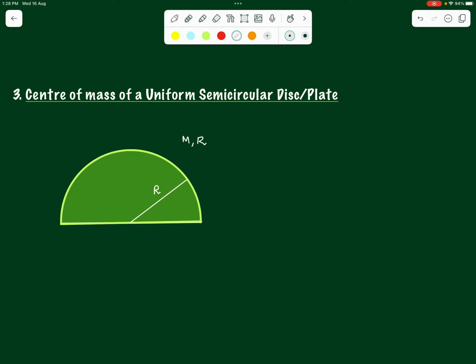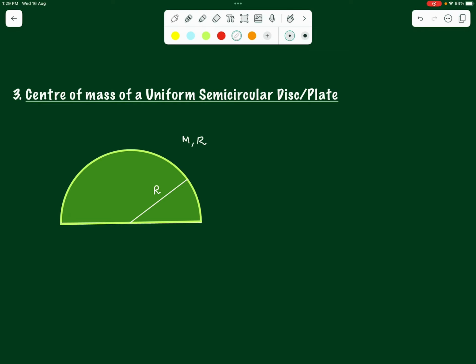Now the next exercise is to find out the center of mass of a uniform semicircular plate or a disc. Now this is a plate, not a ring, not a one-dimensional body, but a two-dimensional body. The mass is now distributed over an area, right? So if we want to find out the center of mass of this disc, we want to find out the position of that single point where all the mass of this disc can be assumed to be concentrated to work mathematically.